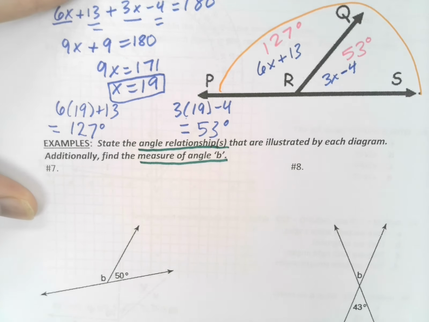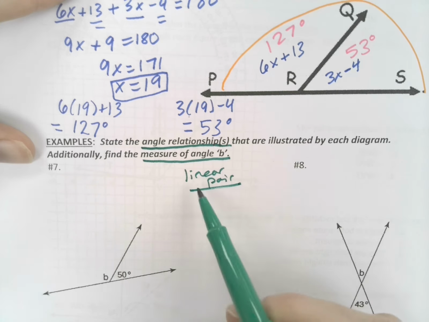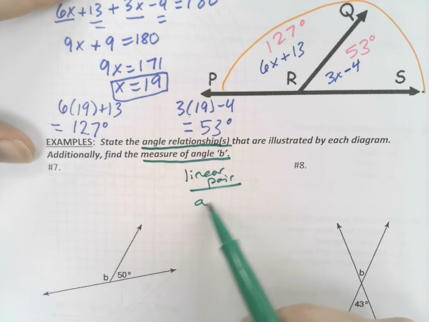Let's look at number 7. So number 7, we've got, looks like 2 angles, a straight line, so we know 180 degrees. And so what's something you guys could tell me about number 7? Well, you could tell me this is a linear pair. 2 angles make up a straight line. You could tell me these 2 angles are adjacent to each other. You also could tell me that because we have a linear pair, these are supplementary. That plus that is going to be 180.